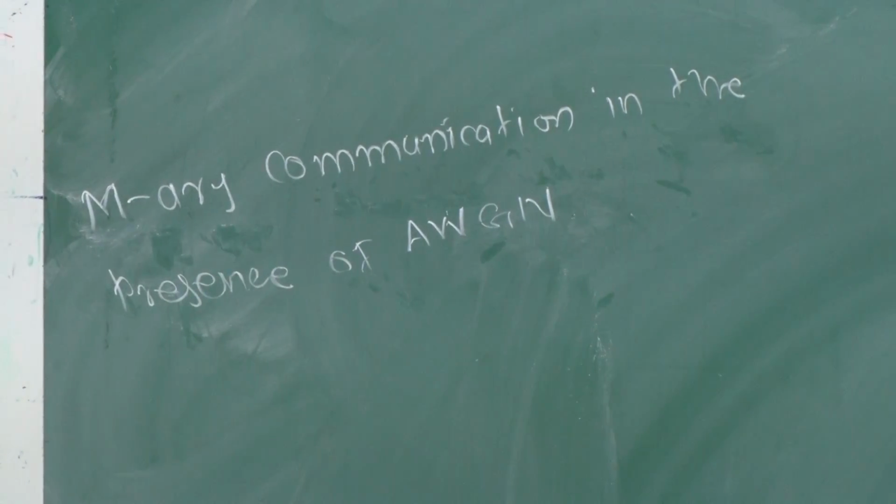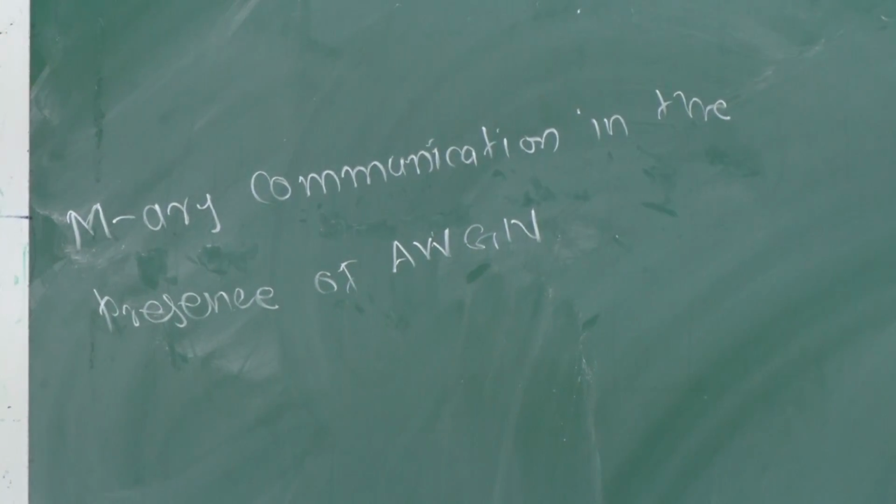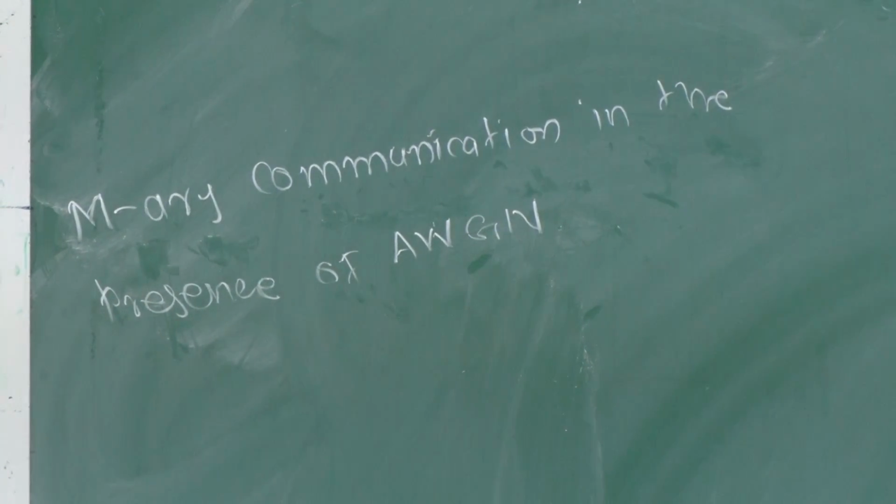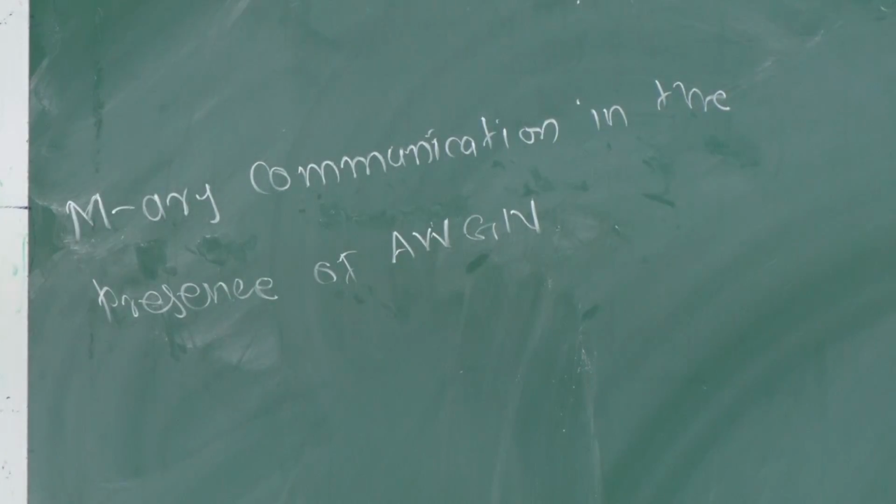M-ary communication in the presence of AWGN noise, additive white Gaussian noise. Here in this chapter, in this point, we have to see a representation of a random process in vector space. Just to review your last lecture, we can represent signal Si of t by using its basis function.